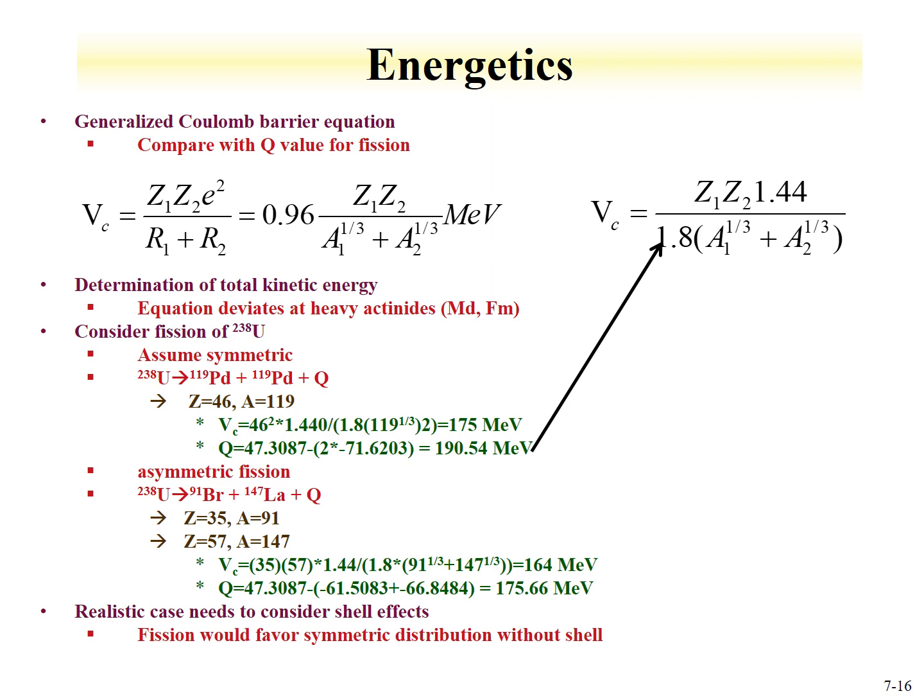Let's evaluate something more realistic, asymmetric fission. So we have uranium-238 going to barium plus lanthanum. The Q value for that reaction is listed here, of 175. The Coulomb barrier is 164. We see that both these values result in fission. For the realistic case, we need to consider shell effects. However, we can also see that if there were not shell effects, fission would actually favor symmetric distribution. Without the shell effects, the energetics would be more favorable.